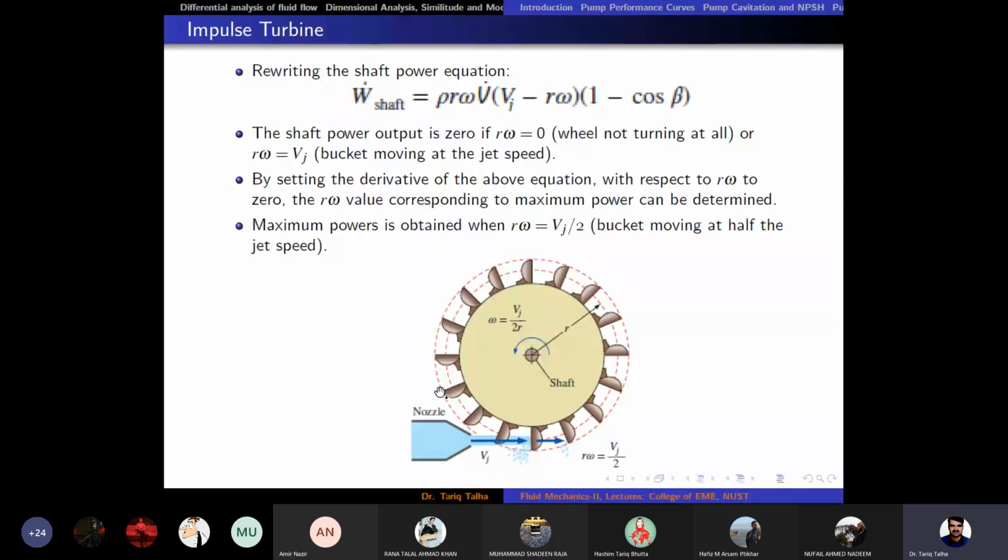And if we say that the jet velocity is equal to tangential velocity of the bucket, so that is of no use. Usually Vj should be greater than that. It cannot be less than the R omega value. Otherwise, the jet would be extracting the energy out of the turbine instead of providing it. Right? So that is something which we want to make sure is not the case.